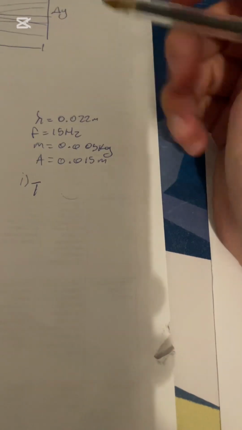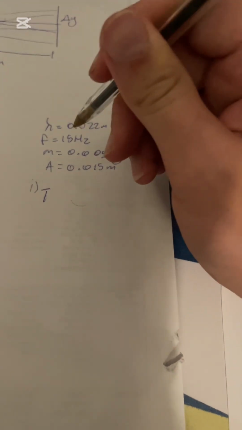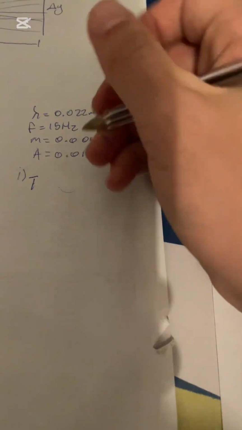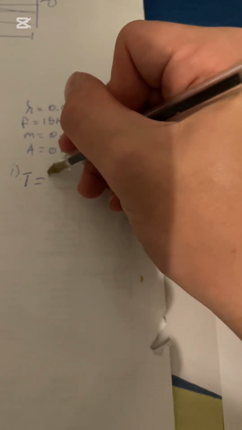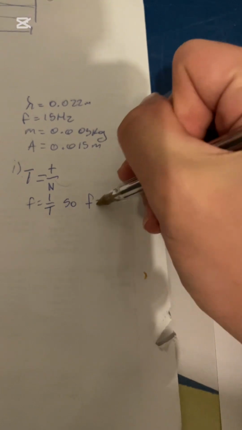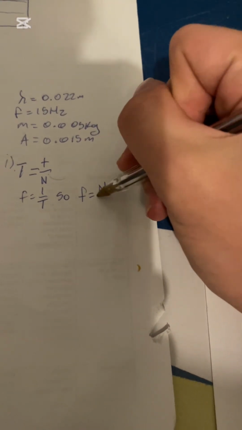So, firstly, how could I accurately find the frequency? The way that I do it is that I first have to find T, the period, and the way that I do that is I get a stopwatch and I'd count the number of cycles, and then I'd have the time taken as well. So we can use T is equal to the time taken over the number of cycles. And we know that f is equal to 1 over T, so f would be equal to N over t.